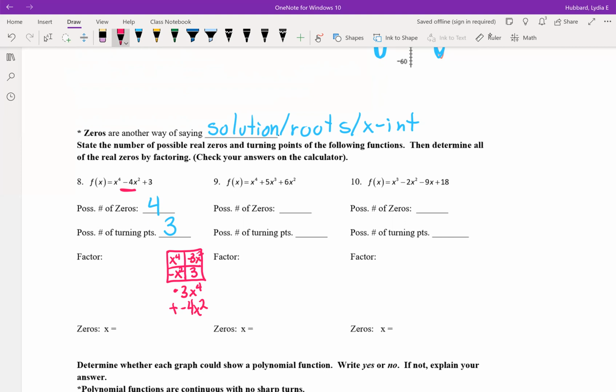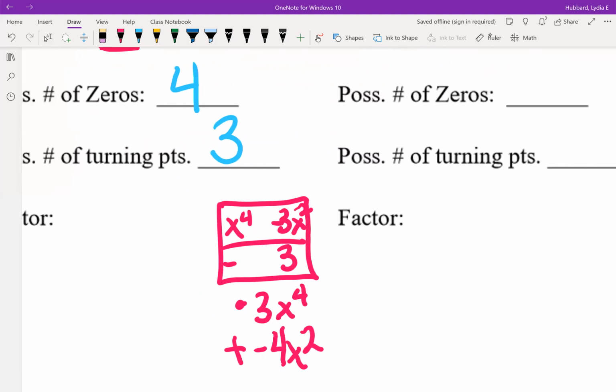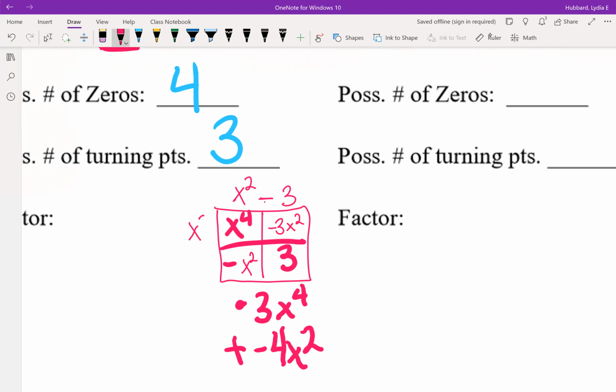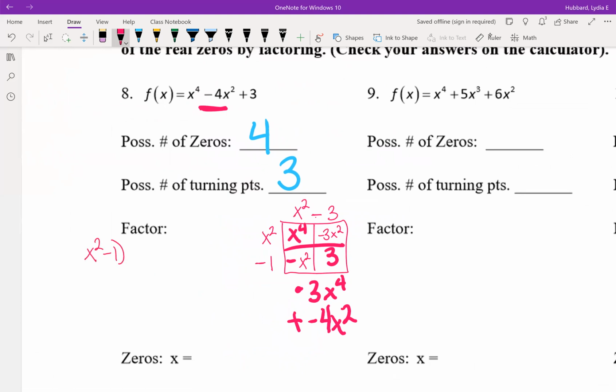Sorry, I know that's hard to see. I'm going to zoom in a little so we can see it a little better, and so I can write a little smaller. Okay, so negative x squared and negative 3x squared would be those two numbers. Out of the first column, the greatest common factor is x squared. Out of the second column, the greatest common factor is 3. Out of the first row, the greatest common factor is x squared. And out of that last row, the greatest common factor is going to be negative 1. So this factors to x squared minus 1, x squared minus 3.